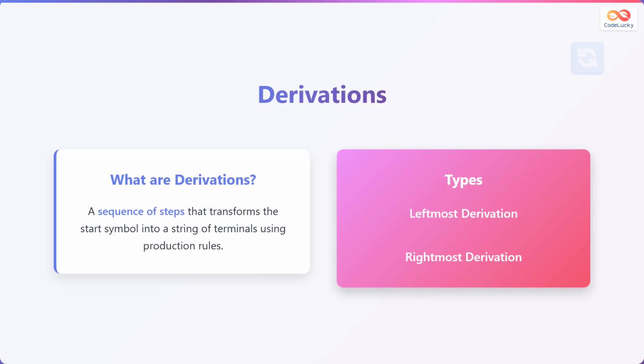Next, it is time to understand derivations in context-free grammars. Derivations are a sequence of steps that transform the start symbol into a string of terminals, using the production rules. There are two main types of derivations: leftmost derivation and rightmost derivation.